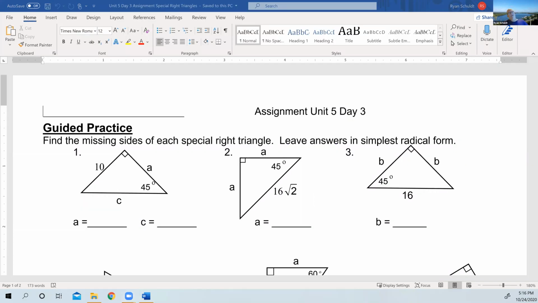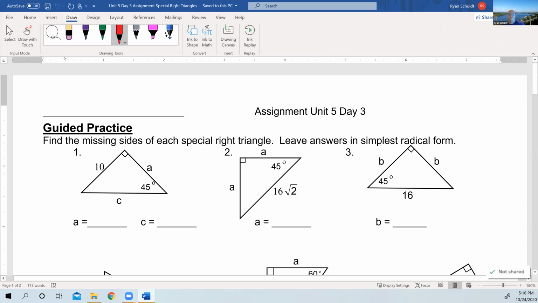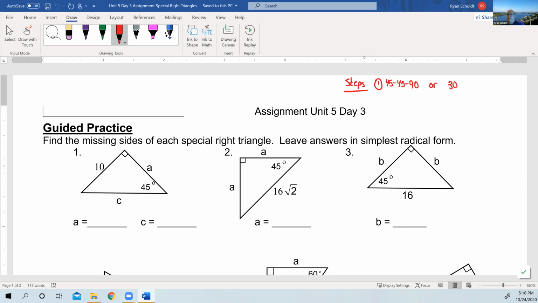Okay, now for the guided practice. So just a reminder of our steps. I want to write our steps up here. So these are the steps that we need to use to solve these. So really, first thing we need to do is decide 45, 45, 90 or 30, 60, 90. Which one?